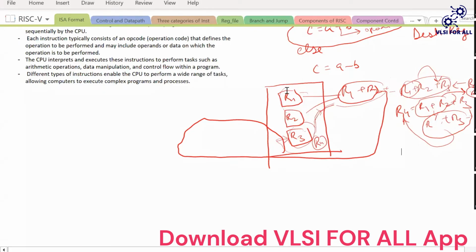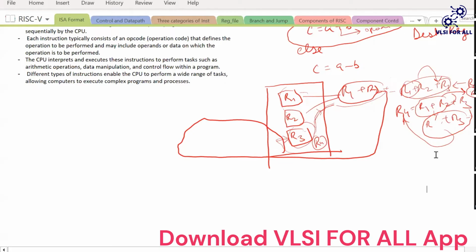I'm trying to understand that if there are many registers in a register file, we are adding two data and putting that data in a particular register, let's say R dash. We added R1 and R2 and put the result in R dash, and then we added the R dash value with R3, and finally the destination register was R4, and we put the sum of the R dash value and the R3 value in our destination register.